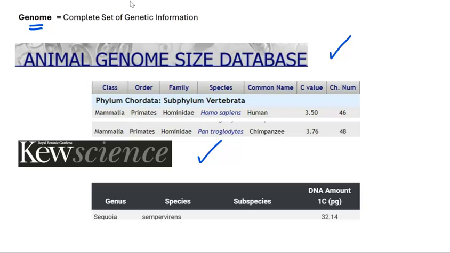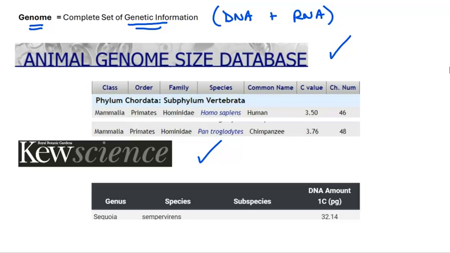So the genome reflects the complete set of genetic information of an organism, and this includes both the DNA sequences and the RNA sequences. And we know today that RNA sequences are seen as very much the orchestrators of our genetic diversity at the cellular level and in the cell biochemistry. So very important for us to know about the diversity there as well.